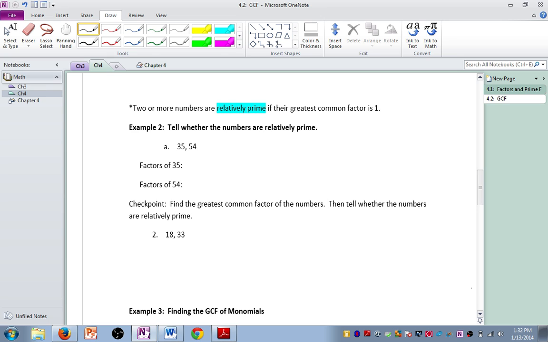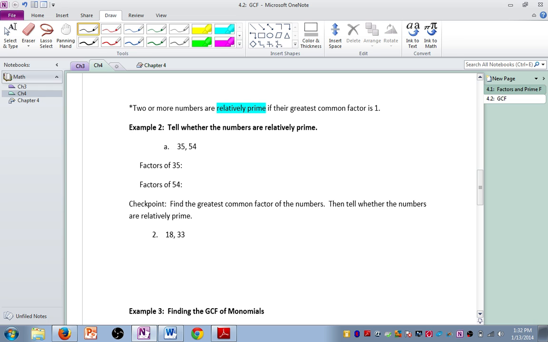The next concept in this lesson deals with numbers that are relatively prime. Numbers are relatively prime if their greatest common factor is 1. That means that those numbers have no other factor in common other than 1. So in example 2, I gave you the numbers 35 and 54.